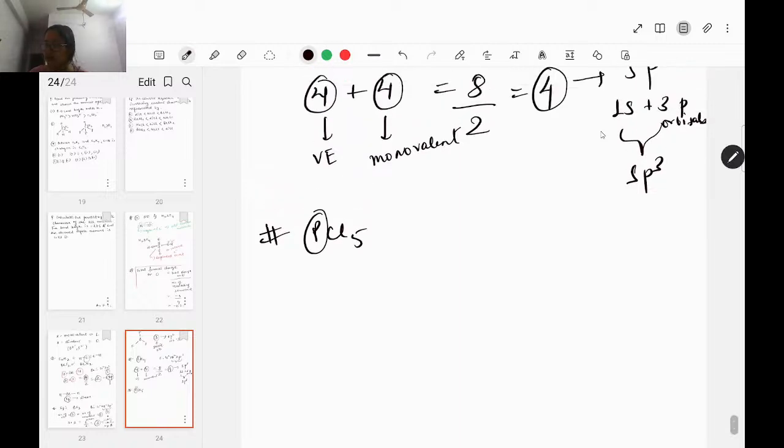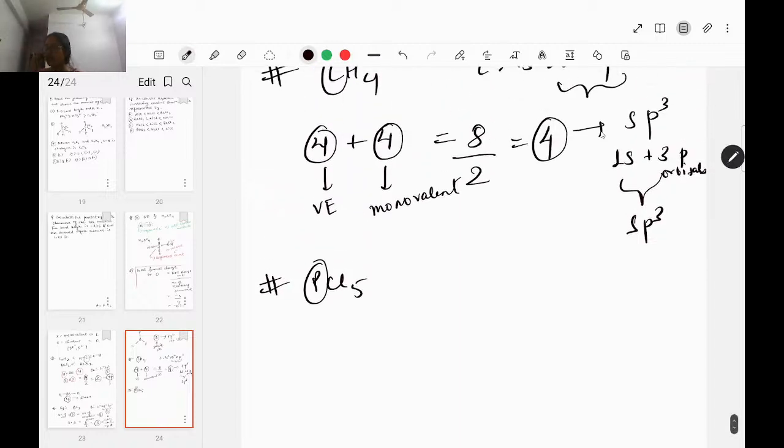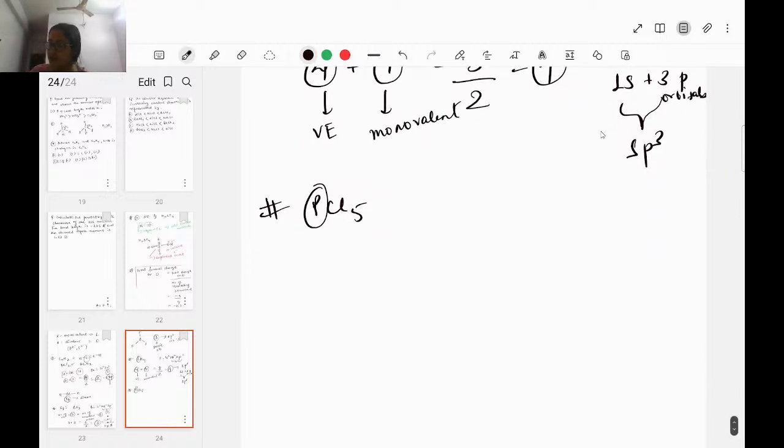Phosphorus over here is the central atom. You have to first identify the central atom. Phosphorus has an electronic configuration similar to nitrogen. I don't need to write down the electronic configuration of phosphorus because it is not required. You know it is similar to nitrogen, so the number of valence electrons of phosphorus is 5.